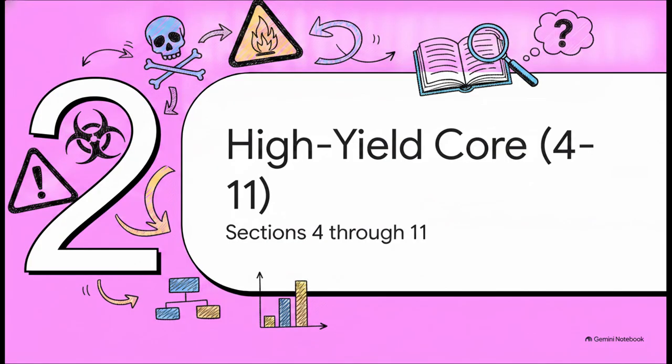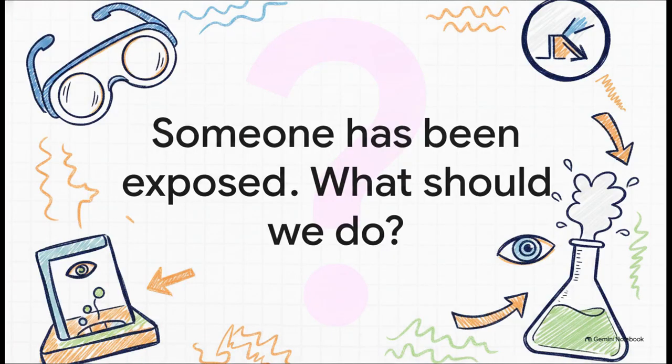This is the high-yield core, spanning sections 4 through 11. This is where the rubber really meets the road. It's where most real-world emergencies, and frankly, the toughest FE exam questions actually pop up. So let's build some mental muscle memory with a quick rapid-fire sequence. Ask yourself, say a worker accidentally gets some unknown chemical in their eyes, or maybe inhales a toxic vapor. The exposure has happened. What is your absolute first immediate move?